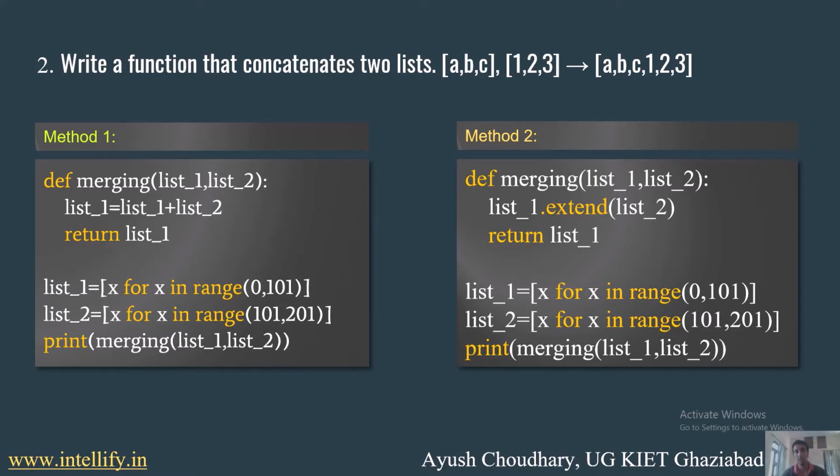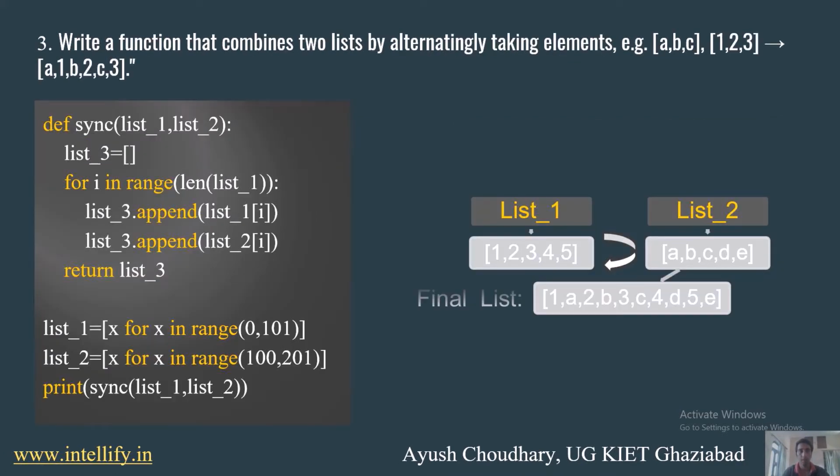So these are the two ways we can do this question. And the third problem is, we have been given two lists and we have to return the third list that is alternately having elements from both lists. Like as you can see here, ABC is the first list and 1 2 3 the second list.